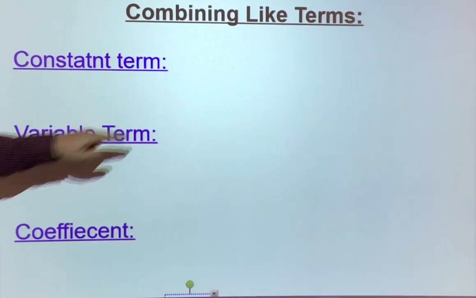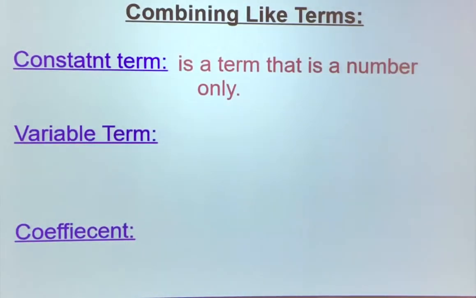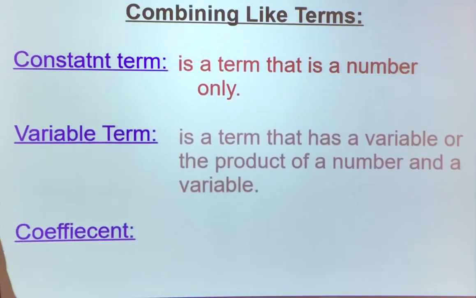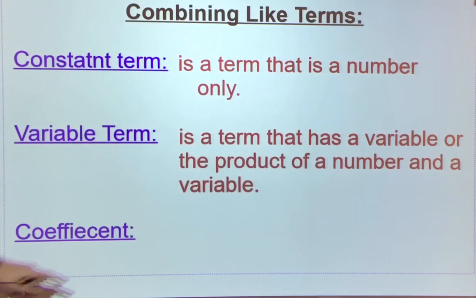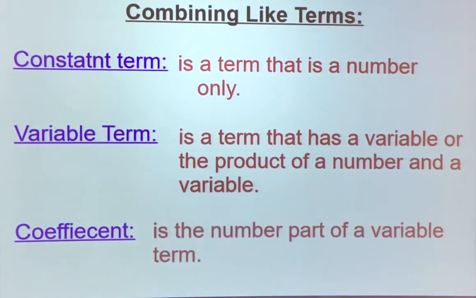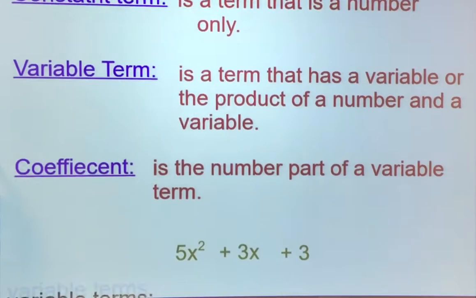There's a constant term, and a constant term is a term that is a number only, just a solid number: 5, 6, -2. A variable term is a term that has a variable or is the product of a number and a variable, okay? And then variable terms have a coefficient, and the coefficient is the number part of the variable term. It's what they're multiplying the variable by, okay?